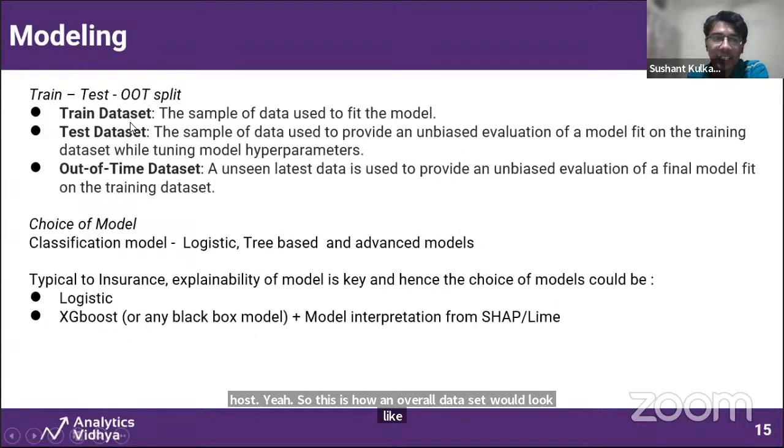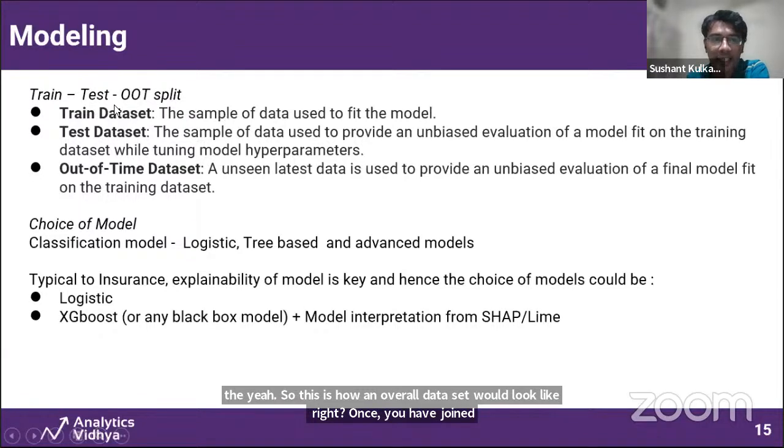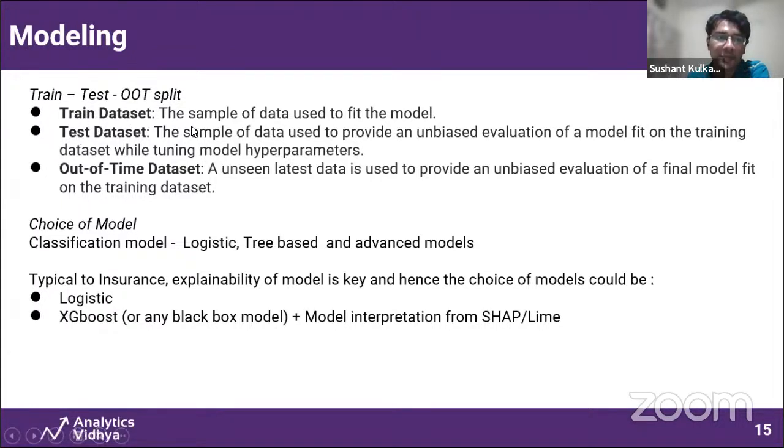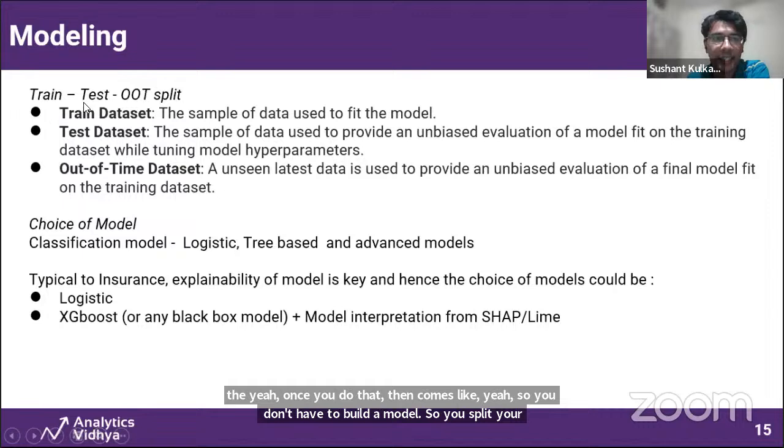So once you do that, then you have to build a model. You split your data set into train and test. You take a random seed and split them into your train and test, wherein you build a model on the train data set and you evaluate that on the unseen data set. So you don't use the test portion for training. This is the conventional setup with any other ML model.